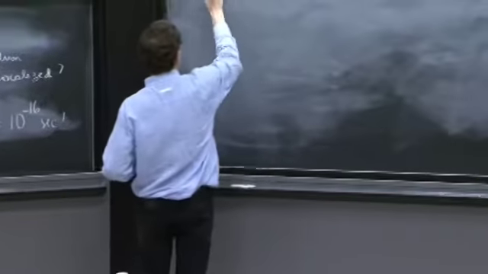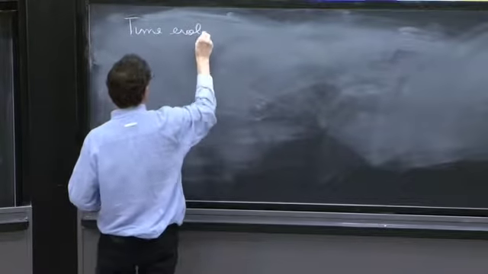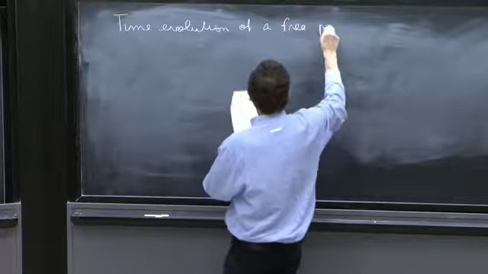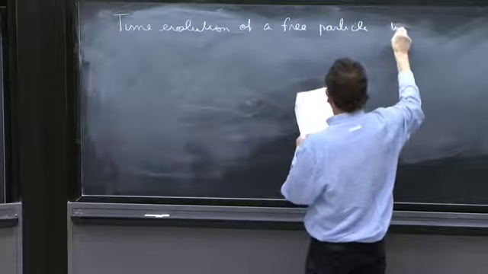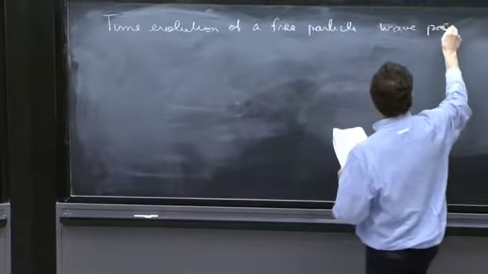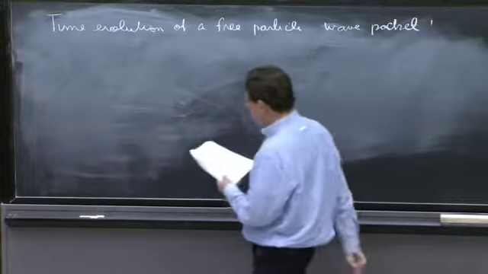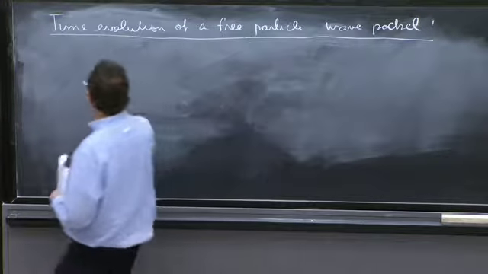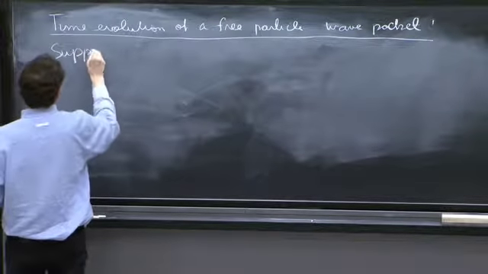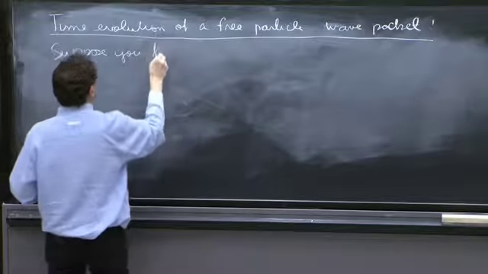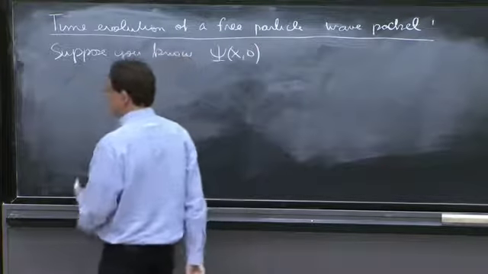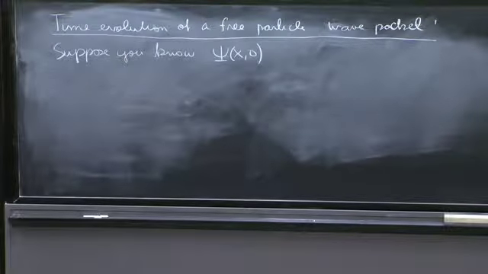Time evolution of a free particle wave packet. So suppose you know psi of x and 0. So what do you do next if you want to calculate psi of x and t?